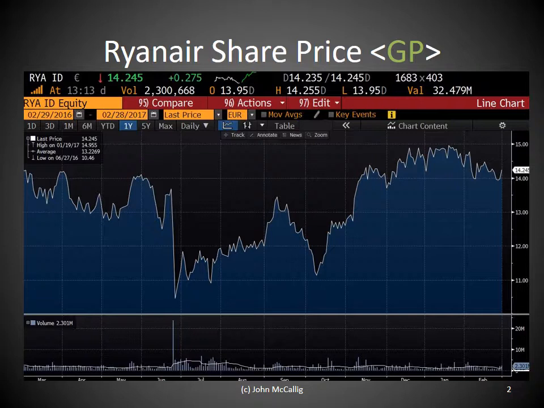exactly the same. So here we see Ryanair's share price, and Ryanair is the example I'm going to use throughout this presentation. Ryanair's share price from Bloomberg using the GP function, and you can see whatever day that I downloaded this, Ryanair share price was 14.24. So if we're going to value Ryanair, we're going to want to look at what we think the share price of Ryanair should be using some sort of fundamental information.